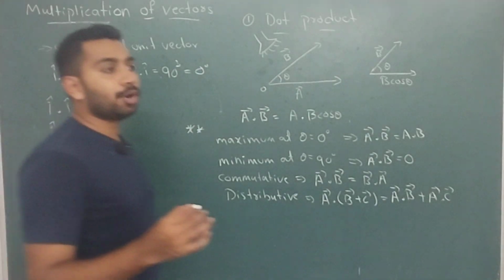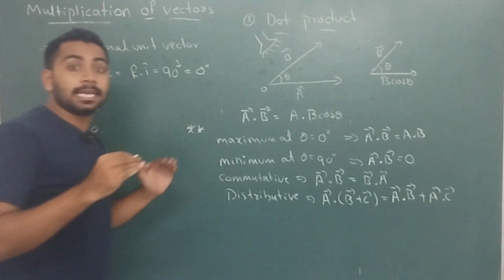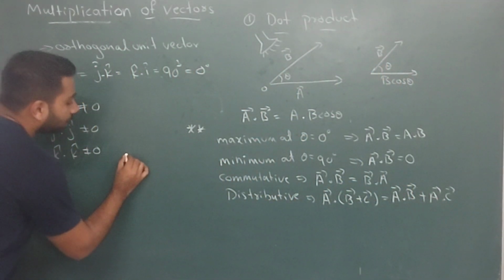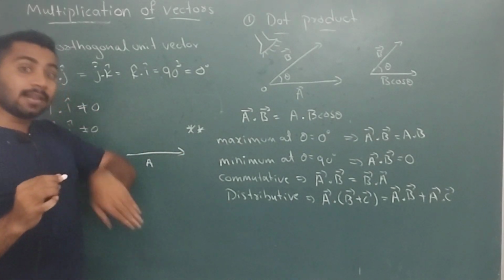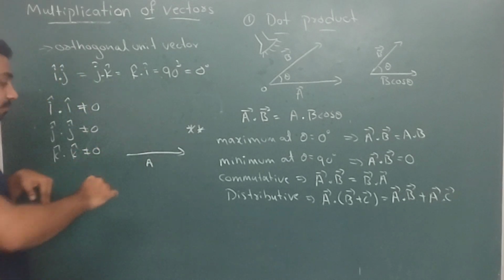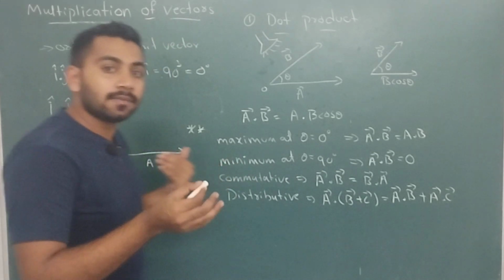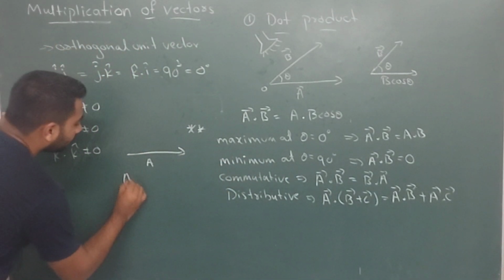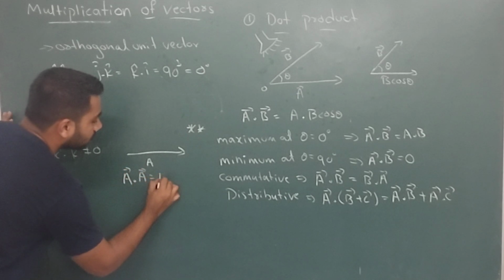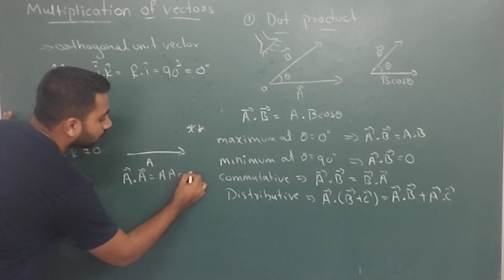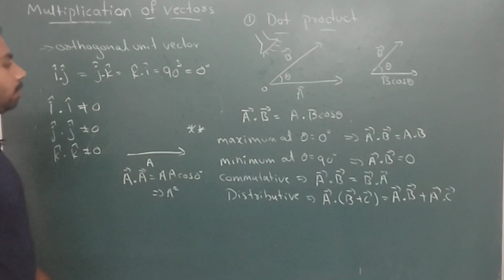The dot product of a vector with itself is possible. Say this is vector A; the dot product of this vector with itself, because with itself theta is equal to 0 degrees, is A dot A equals A cos 0, which is equal to A square.